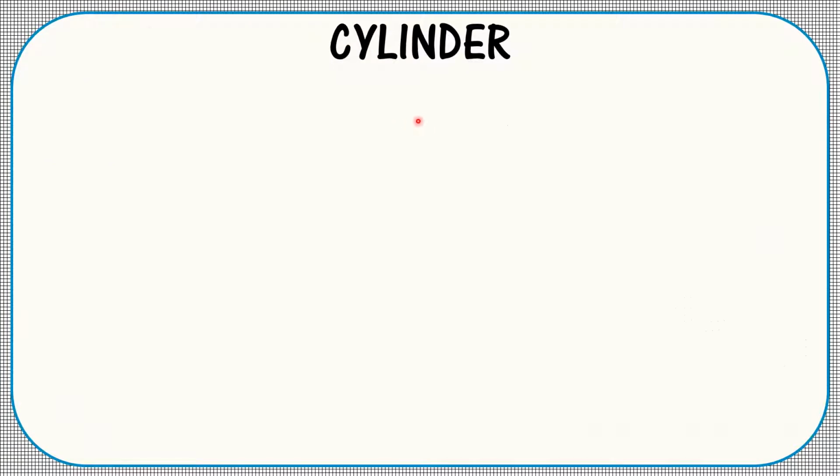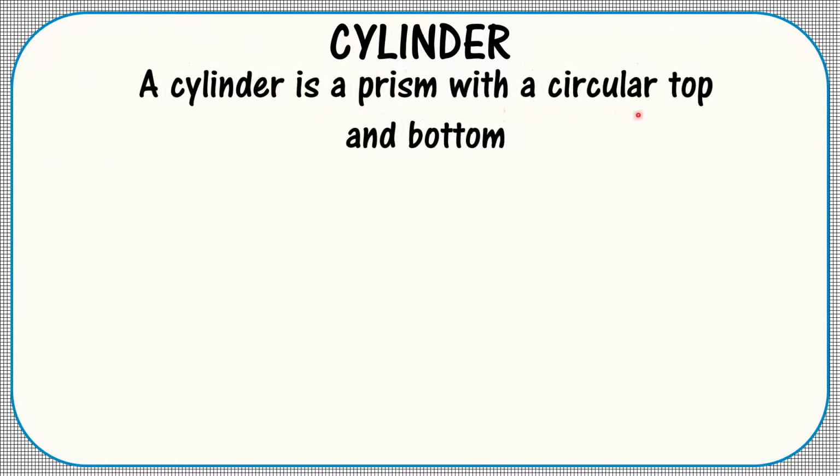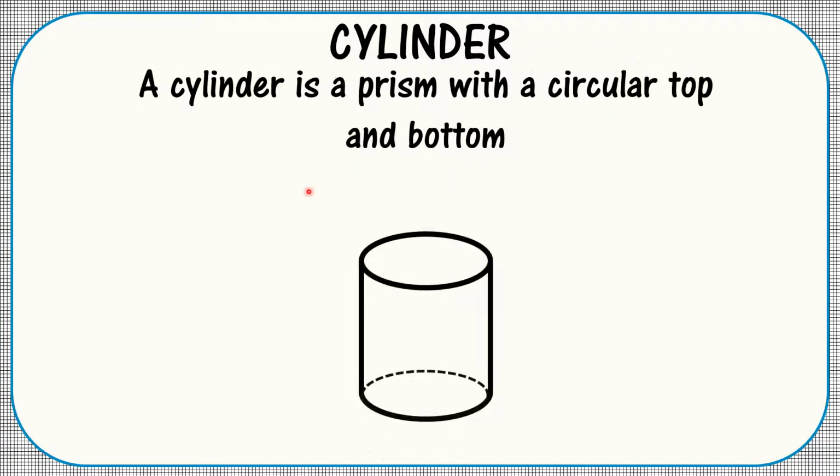So what is a cylinder? A cylinder is a prism with a circular top and bottom. This is what a cylinder looks like. As we are dealing with circles at the top and bottom, there is some information regarding circles that we need to know before we can answer questions related to cylinders.